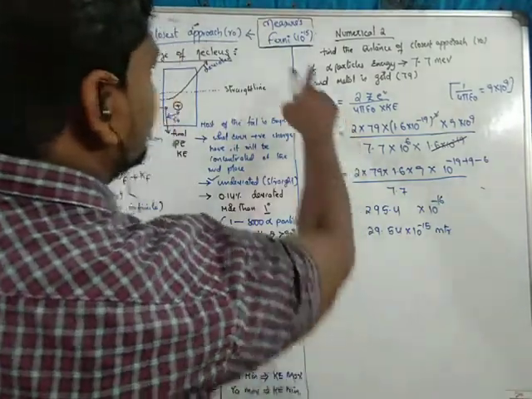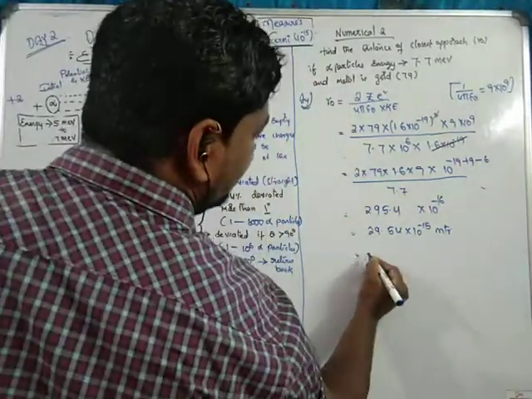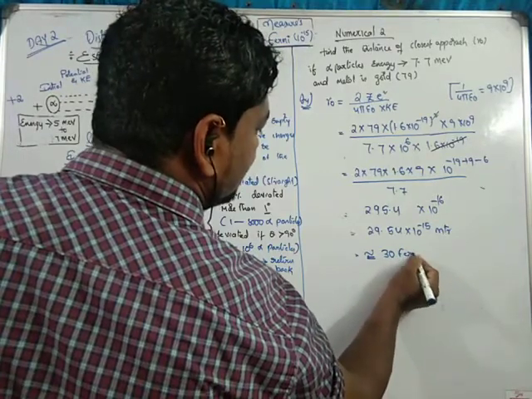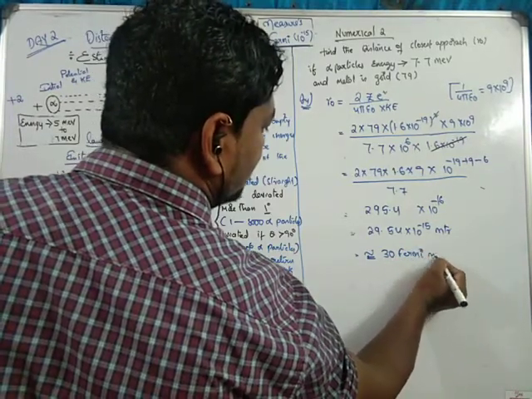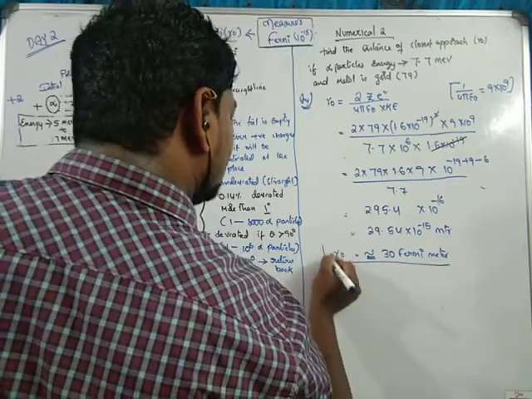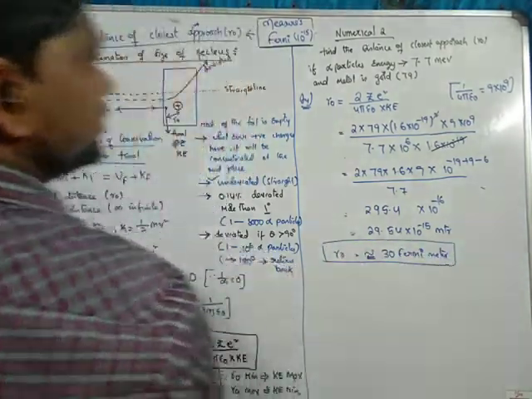Already we said it's a Fermi. It will be approximately equal to 30 Fermi meter. This will be the closest approach.